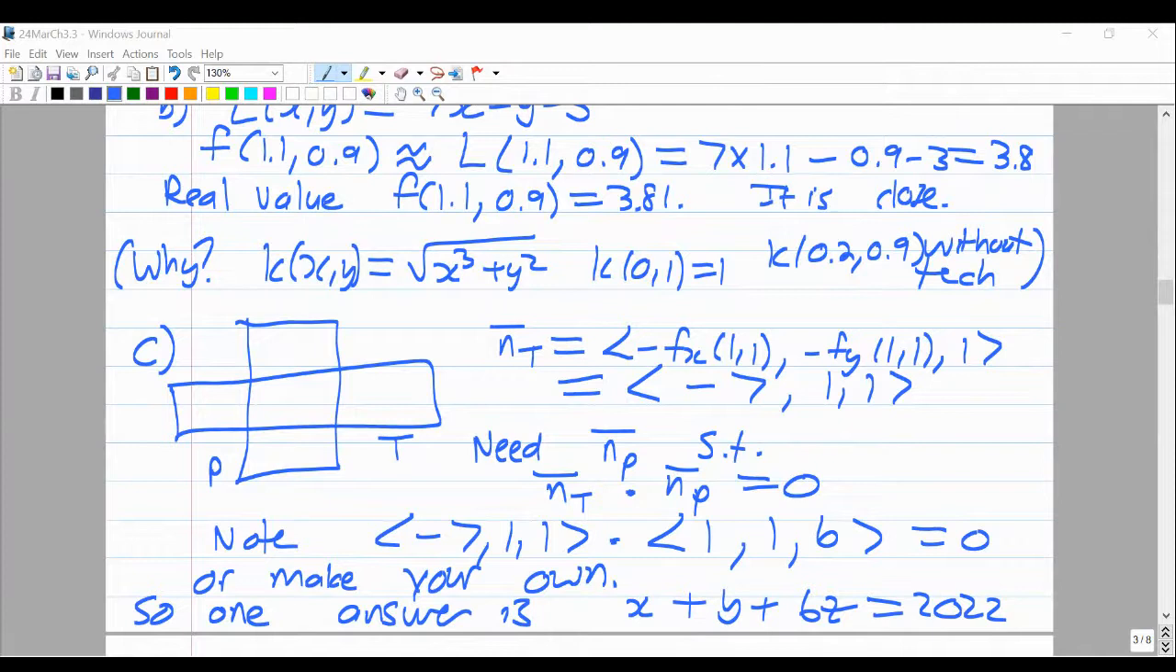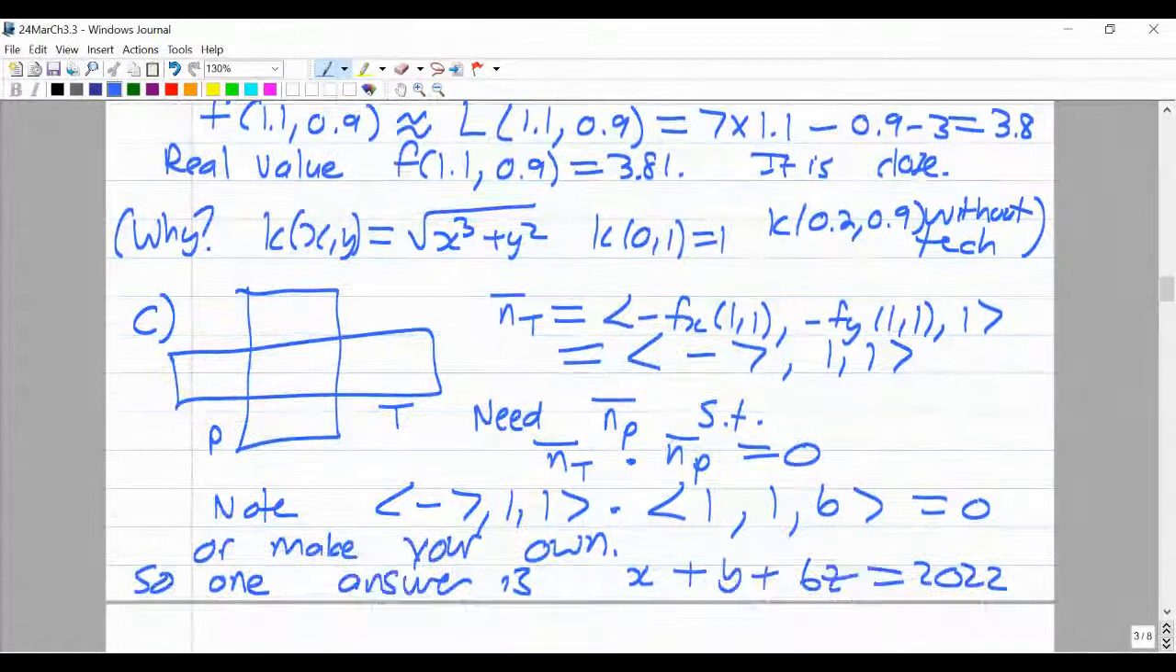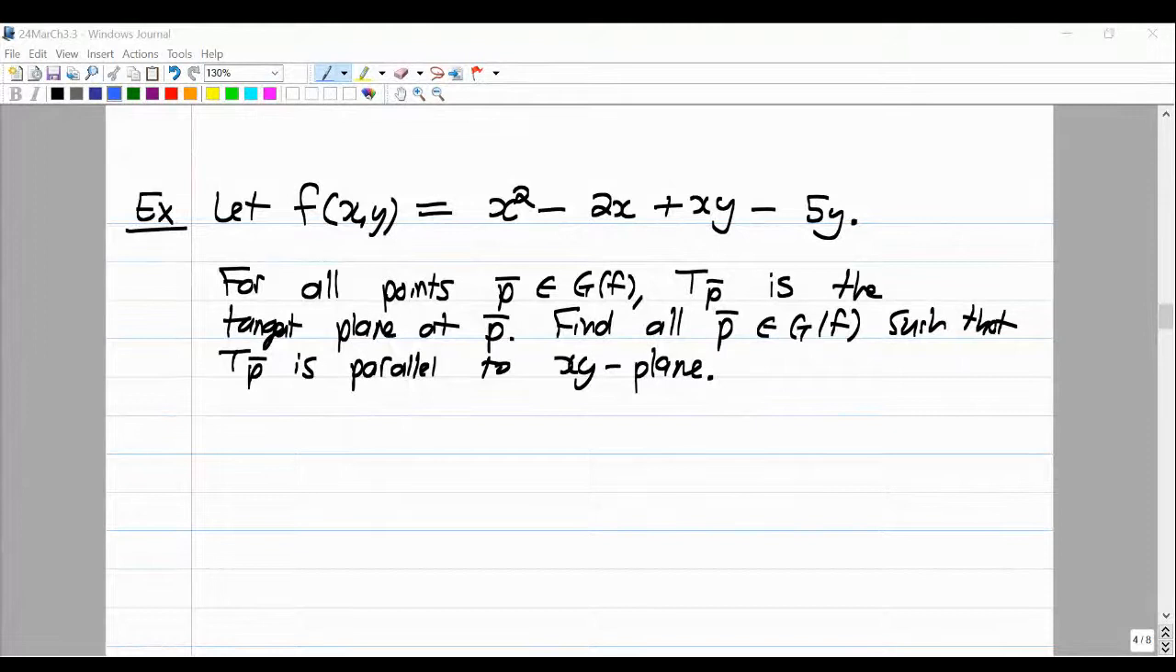Great. Now, let's give you another fun problem to do. Hint, hint for semester test one. F is a function of two variables. Find all points on the graph of F such that T subscript P, defined as the tangent plane at point P, is parallel to the XY plane.